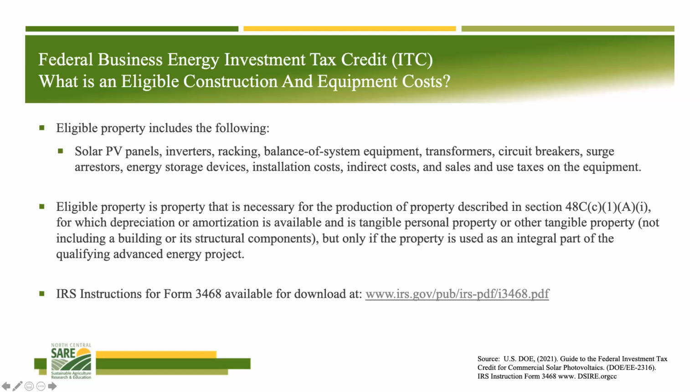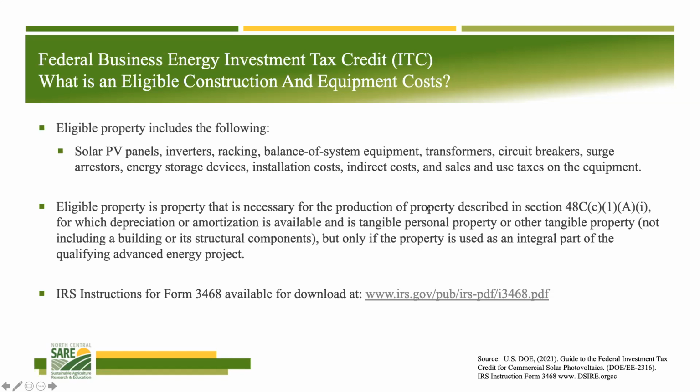So from a basic level, eligible property includes panels, inverters, racking, balance of systems, transformers, disconnects, and storage devices, as long as the storage device is charged from a renewable energy system. I think 75% of the time is the requirement. And then your installation, indirects, and sales or use tax on the equipment. So that's at a foundational level what they're talking about in terms of equipment.